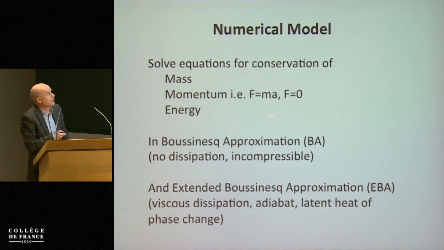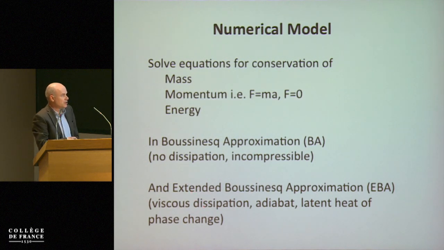So we're going to investigate some of this using a numerical model where we're going to solve the equations of mass, momentum, and energy. The initial cases are going to be in the Boussinesq approximation, so that's going to be incompressible with no dissipation, and there'll be some cases at the end where we can use what's called the extended Boussinesq approximation. That allows us to include viscous dissipation, the latent heat of the phase change, and adiabatic heating and cooling self-consistently.